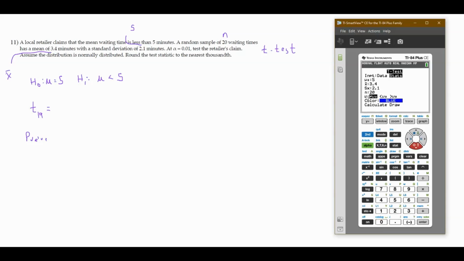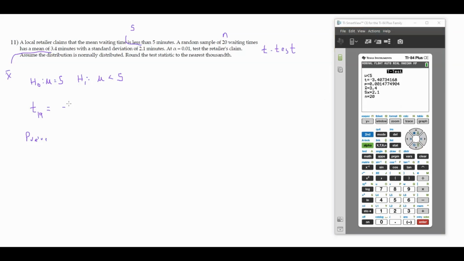What is the form of my alternative? It's less than, so I have to make sure I hit enter to make it stick. It's less than. I'm going to ignore color here because I'm not going to draw it. I'm just going to calculate. Okay, and I hit calculate. So my test statistic is negative 3.407. So again, it said round to the thousandth, so that's 3 decimals. Pay attention to the rounding on the test. I say that a lot, but it's important.